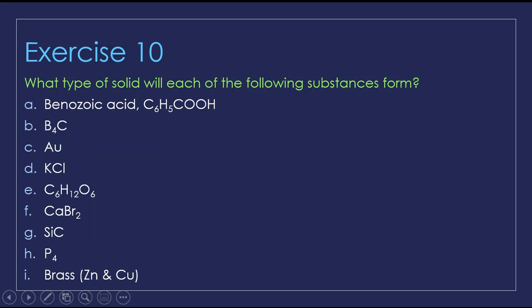Last but not least, identifying them from their formulas. Okay? What type of solids will each of the following substances form? So benzoic acid. That's molecular. We got all nonmetals, but it doesn't fit the 6 that are in the covalent network category. So I agree. This one's going to be molecular. All right. B4C, boron carbide. Network covalent or covalent network, doesn't really matter. Gold. Metallic. It's just a metal, so it's got to be metallic.